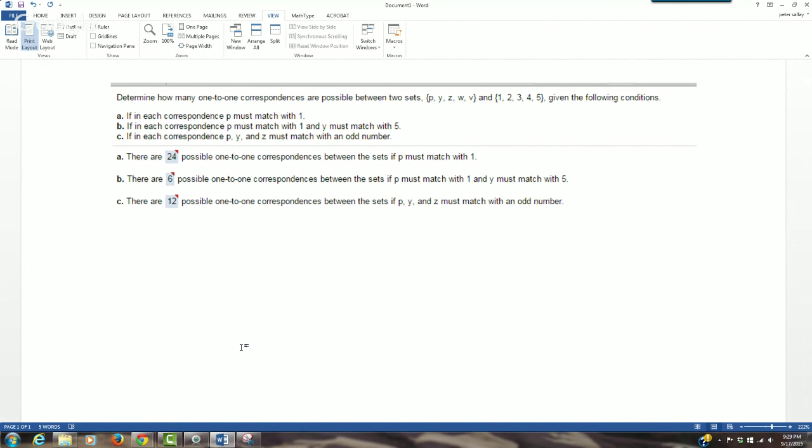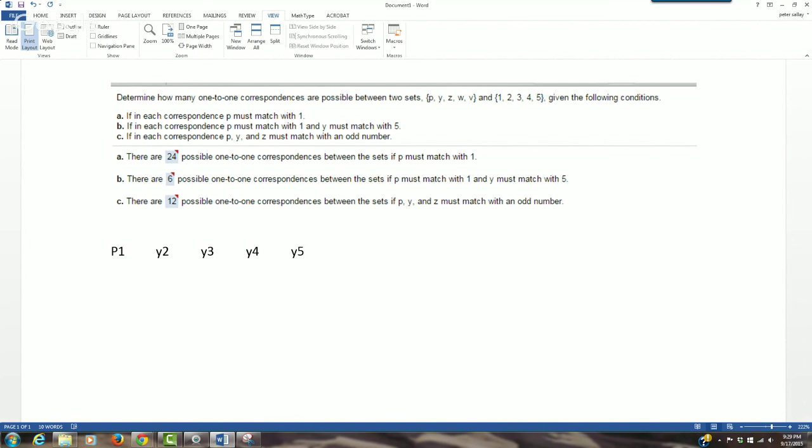Okay. So determine how many one-to-one correspondences are possible between the two sets given the following condition. Question A: if in each correspondence P must match with 1. So that means when I partner these things up, I can only have P with 1, but then everybody else gets everybody else. So like Y goes with 2, and Y can go with 3, and Y can go with 4. So I could have that combination.